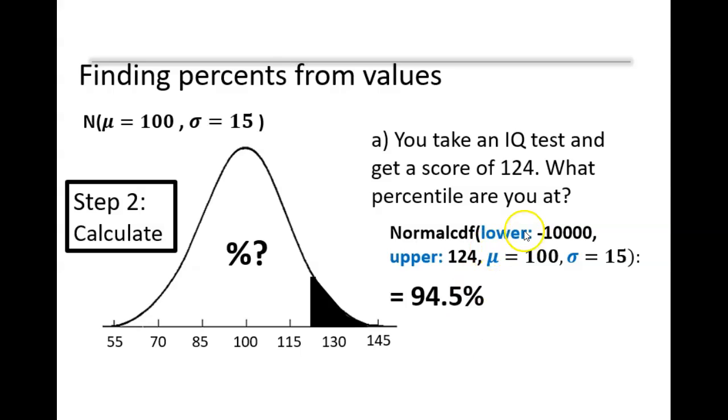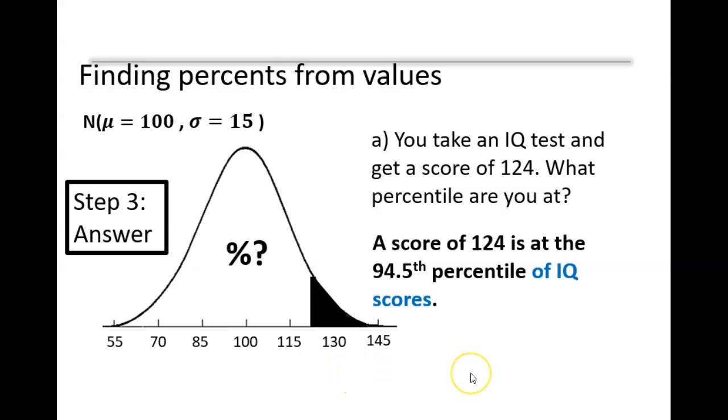we do want to include these texts when we're showing our work, so that each one of those values has a connection to a piece of the curve. So then, of course, step 3 is always to give the answer with context, and in this case, a person who has a score of 124 is going to be at the 94.5th percentile.